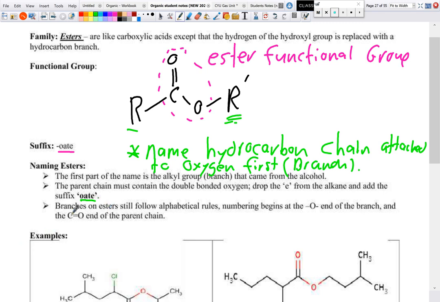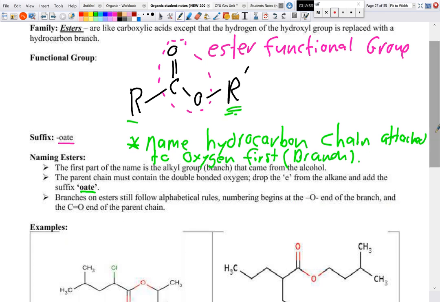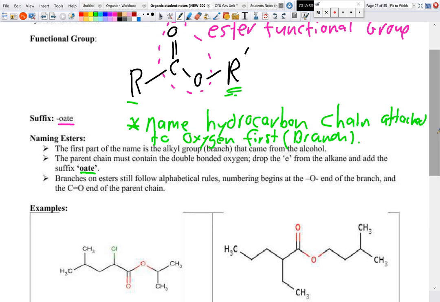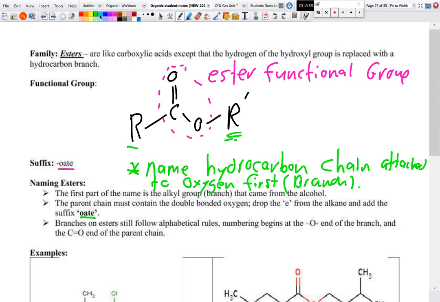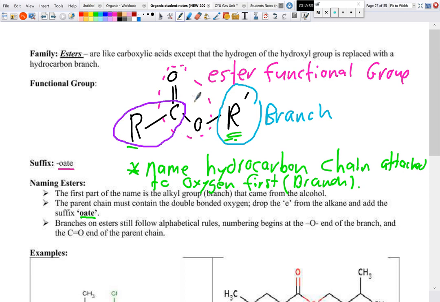Now, we have to remember that branches on esters still follow alphabetical rules. Numbering begins at the oxygen end of the branch and the C double bond O end of the parent chain. So that's just one little thing you have to remember: this one right here is considered our branch, and this one right here is considered our parent.